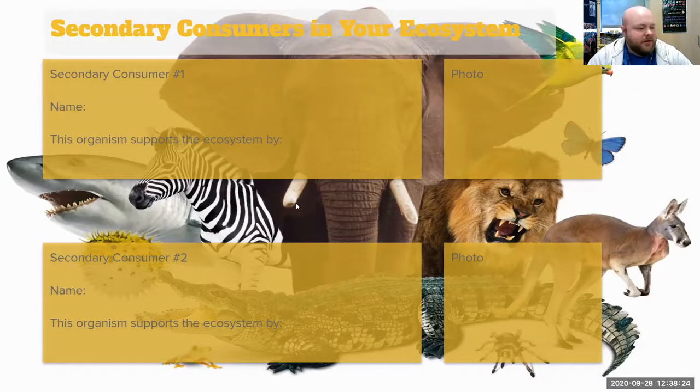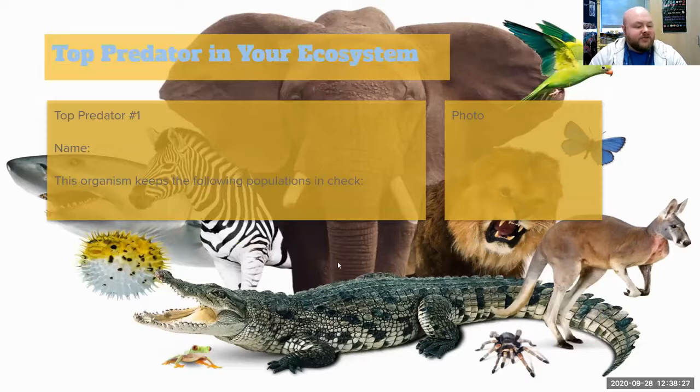Then you have your top predators. These are the top of the food chain. This is like if you saw a fox or a dog or something in your yard, that's what would go here. And that's the last slide for this week.